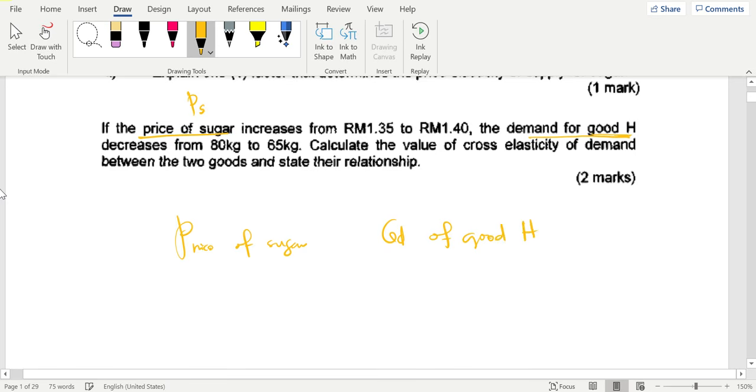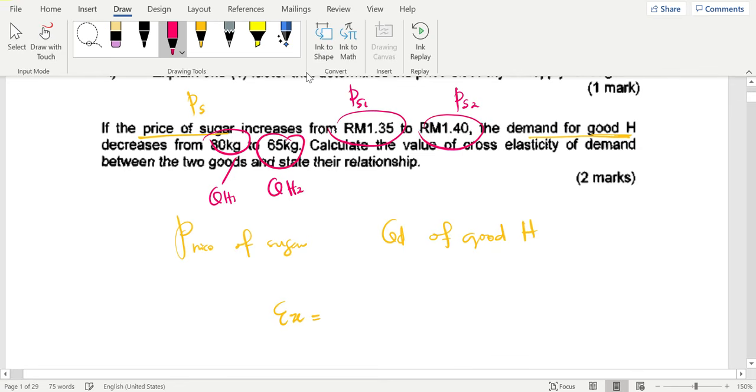So what type of elasticity is this? Price of another good with quantity of another. It is the cross elasticity. Okay. And then from the information here, price of sugar, sugar we use the short form S. PS1, PS2, good H. This one will be QH1, QH2. Right?